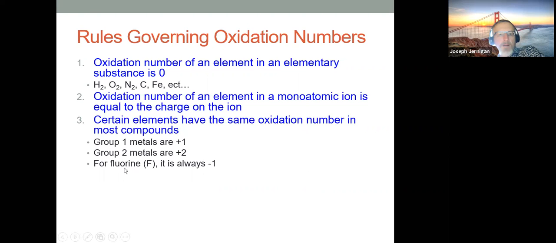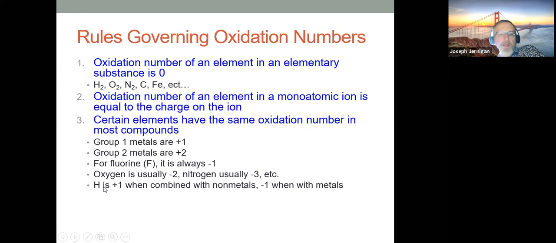Okay, so yeah, that's fluorine. Oxygen is normally -2. It's not always. Oxygen is one of those. Peroxide is -1, okay? But typically oxygen is -2. And nitrogen is usually -3, etc. Hydrogen is normally +1, of course. And in rare cases, you'll see a -1, but not in electrochemistry that I'm aware of.